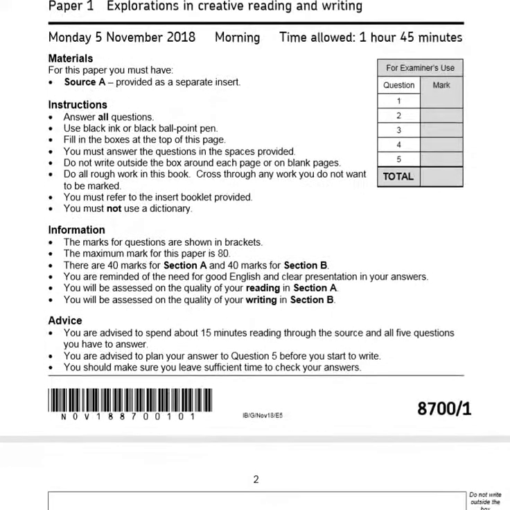Information: 40 marks for Section A and 40 marks for Section B, a total of 80 marks. Section A is the reading. It's based on the insert, the story that you were given. We answer 4 questions on Section A, and when we come to Section B, it's your turn to do the creative writing. Section A, reading: answer questions on the text that we've read. Section B, we actually write.